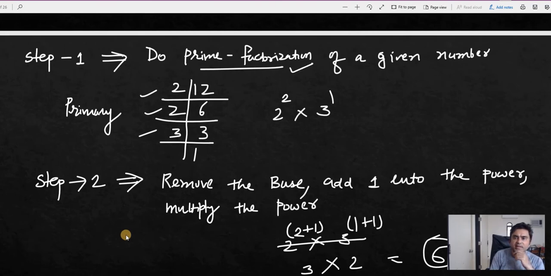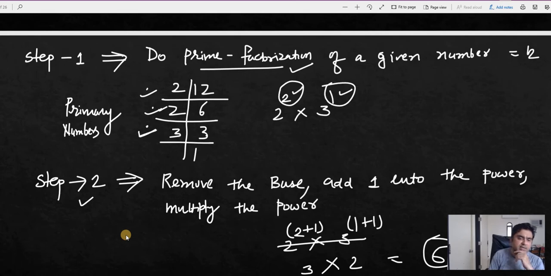Let's say the number is 12. And what are the prime factors of the number 12? 12 divided by 2 is 6, 2, and then 3. So this is 3. So 2 appears 2 times and 3 appears 1 time. And these 2 and 3 are called prime numbers. So it is 2 to the power 2 and 3 to the power 1.